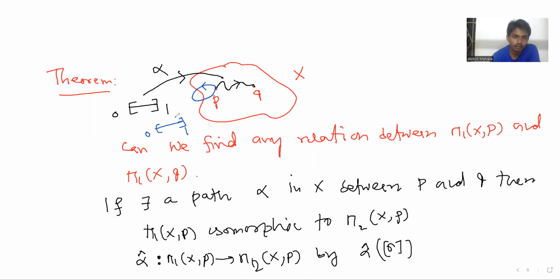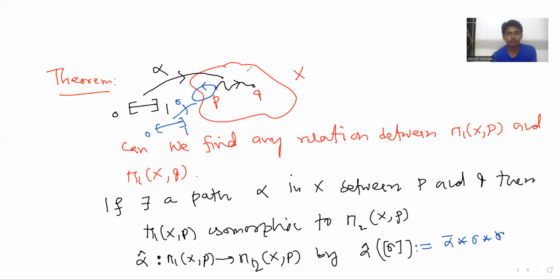Now close interval 0, 1 to here. Let's say it is sigma. We want to define a loop at q. So how to do it? You use the reverse path first. This is the definition of alpha bar, the reverse of alpha from here to here. Then move around sigma. Using sigma, you move around here. Then sigma, and then again you follow by alpha and reach the point q.